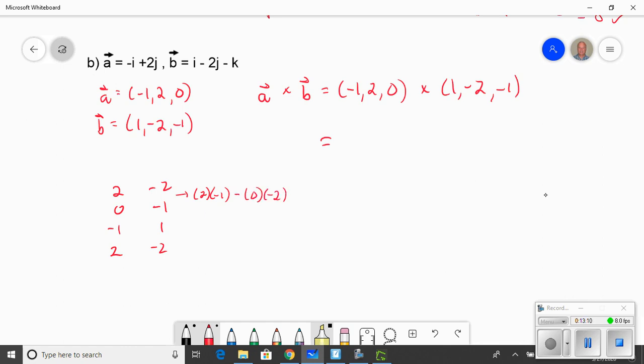Now I could stop right here. As soon as I have a 0 in here, it looks like it's not going to be the case that I get any value here. It looks like I've got negative 2 as the x component for my cross product.